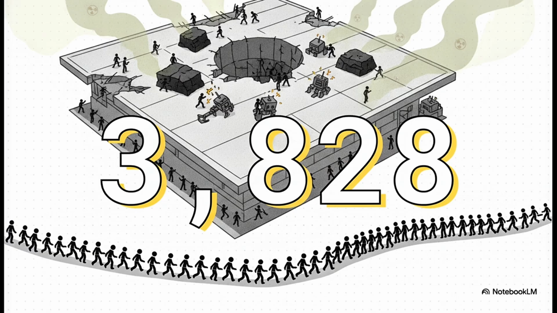3,828. That is the exact number of human bio-robots sent onto the most deadly place on Earth. They called the roof of Reactor 4 Masha. See, they originally tried using remote-controlled lunar robotic rovers to clean up the mess, but the radiation was so intense, it fried the robots' electronics. They had absolutely no choice but to send in human beings.